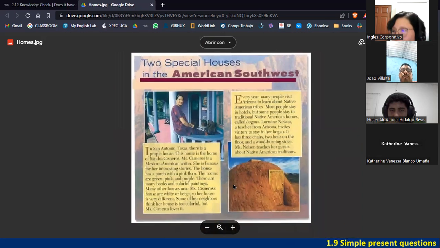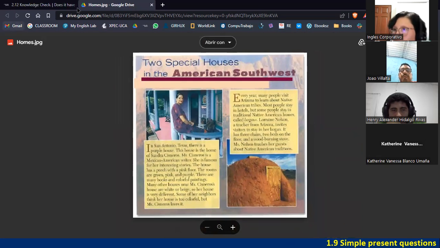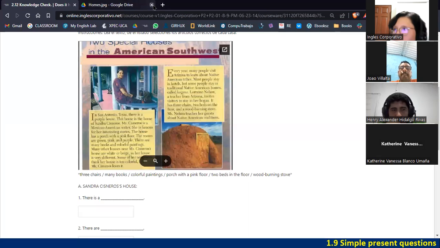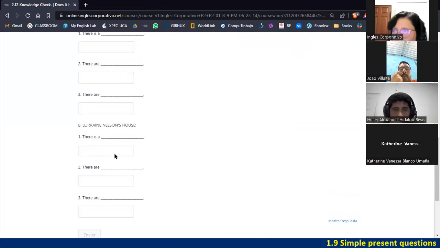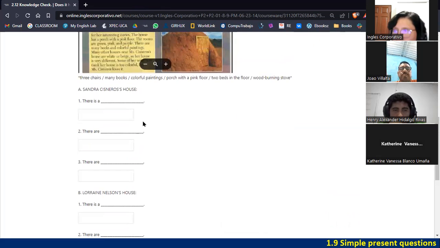Now that we've read the information, let's go back here and answer, right? Sandra Cisneros' house. So we have the two, right? The two houses, Lorraine Nelson's house. So Sandra Cisneros' house. First, there is a what, guys? From the list.